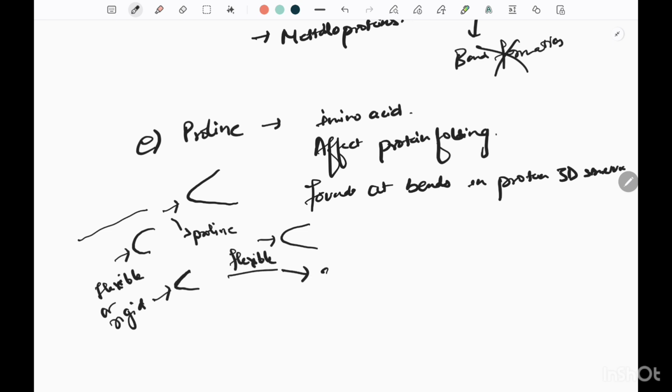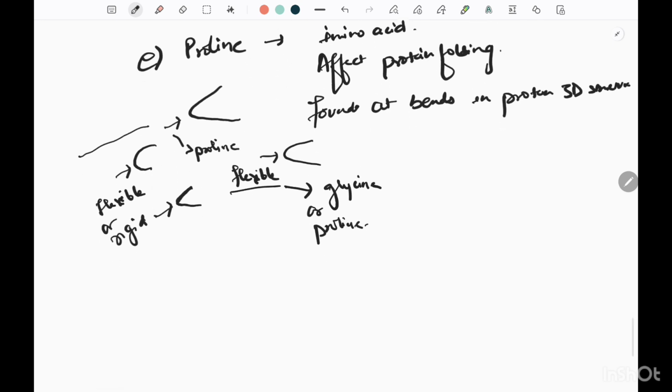So for flexibility, either glycine will be there, or for rigidity, proline would be there. Just remember that during bends or protein folding, glycine and proline usually help during the bending. Okay.